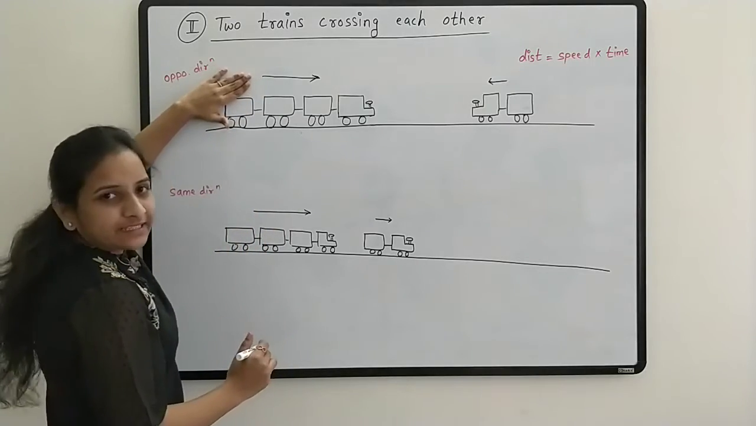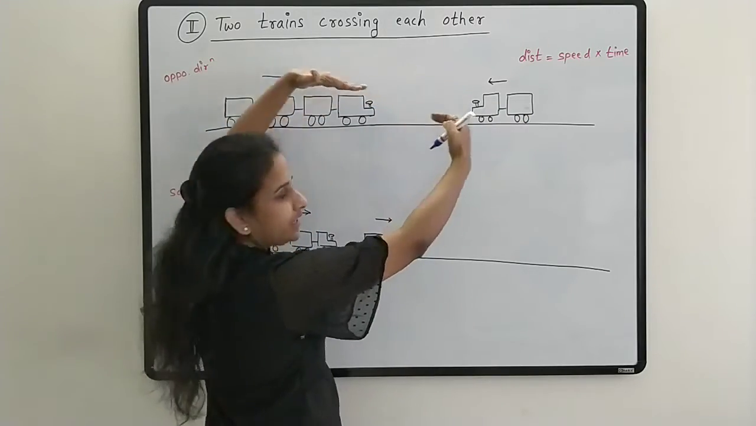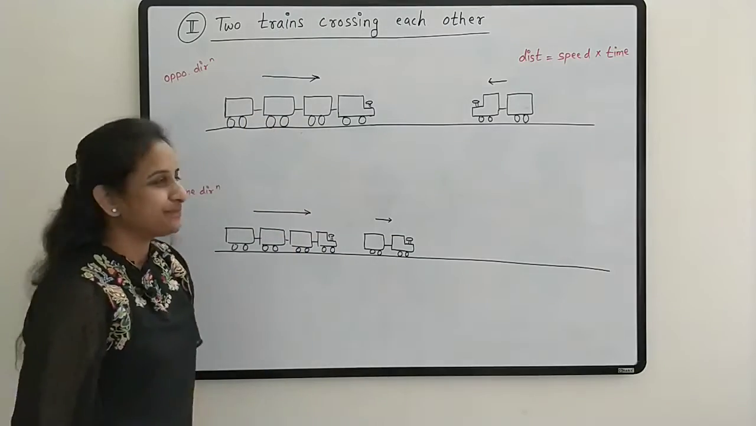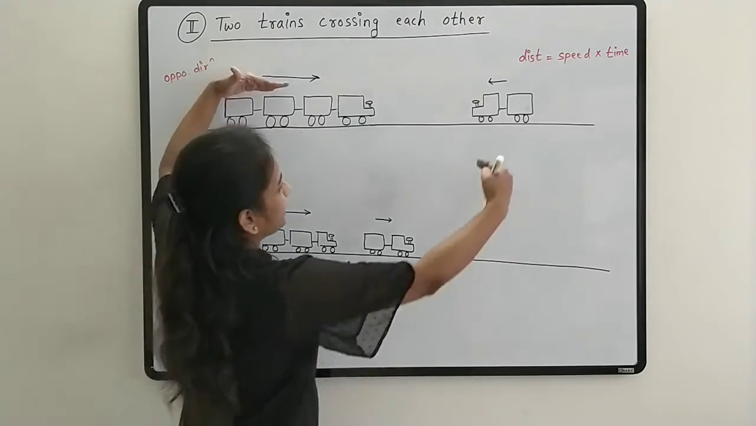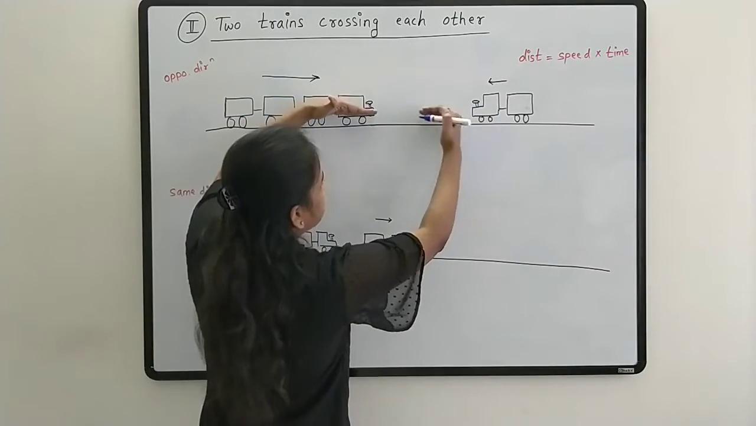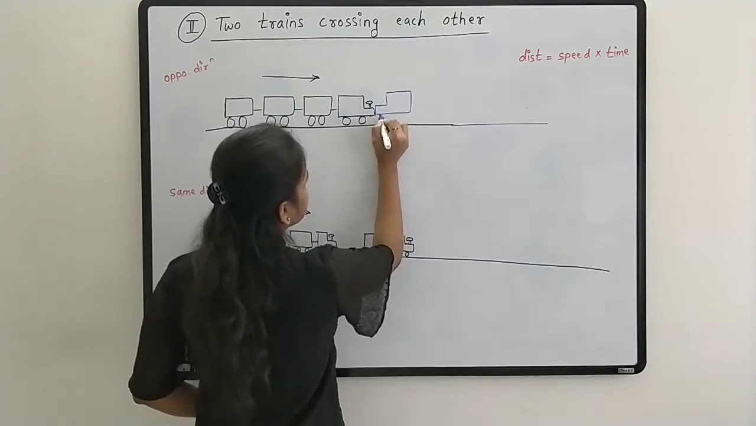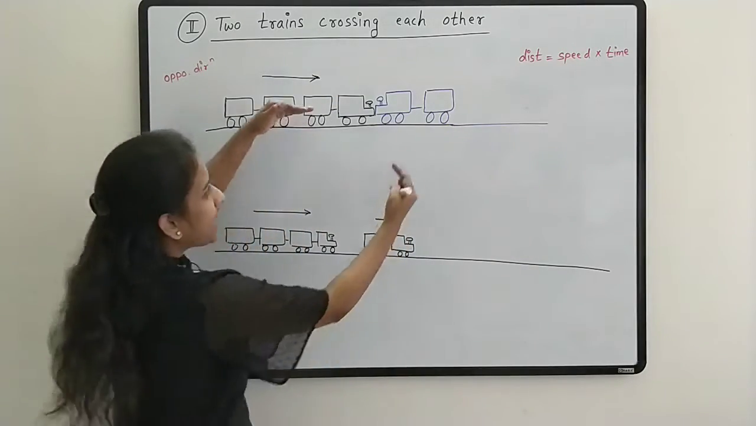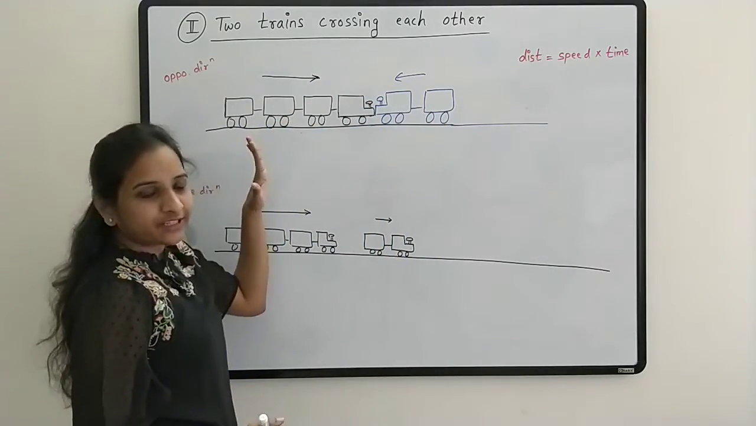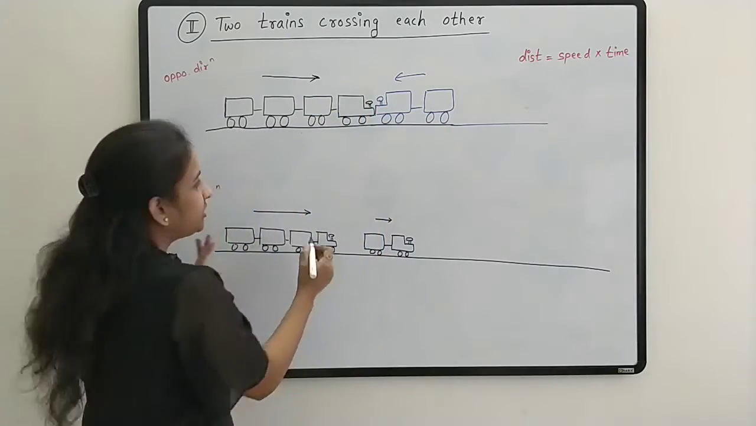See, let's consider this case. Two trains are running towards each other, running in opposite direction, of course on parallel tracks, not on the same track. Now, when they cross each other, their engine points should be like this. Now they are just about to cross each other. This is their initial position. Now after this they will cross each other and the end point should be like this.